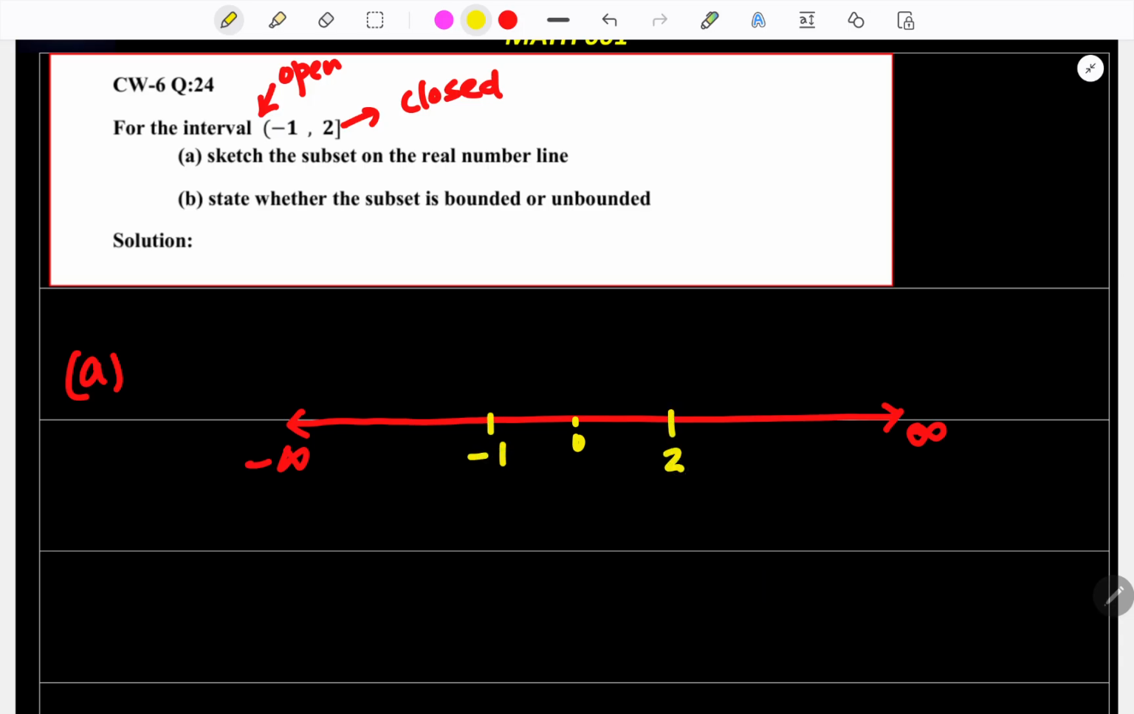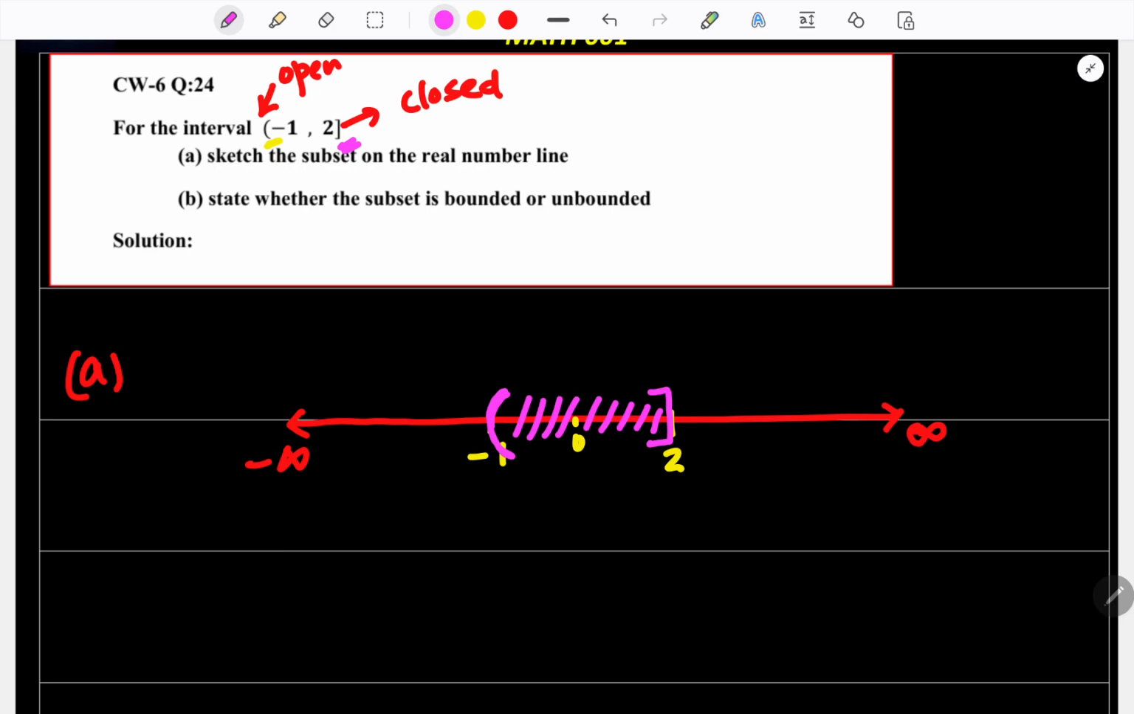What is the first question? Sketch. What type of bracket do you have? Open bracket, so you're going to put an open bracket here. And what type of bracket here? It's a closed bracket, so you're going to put a closed bracket. So this area is covered.